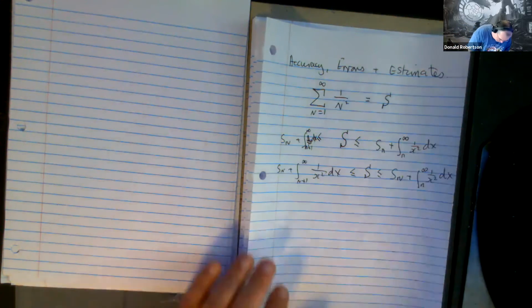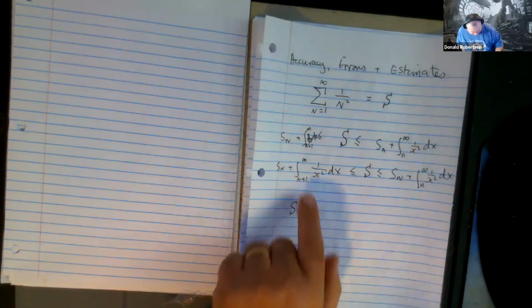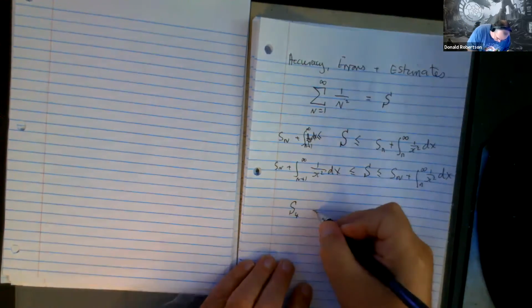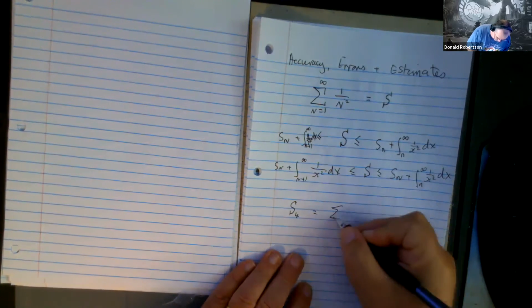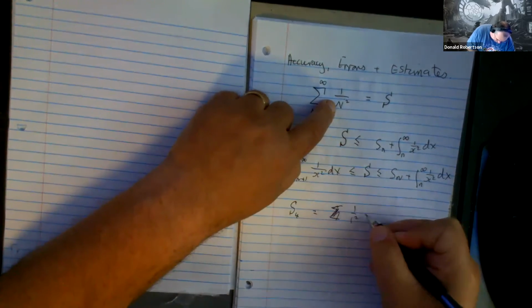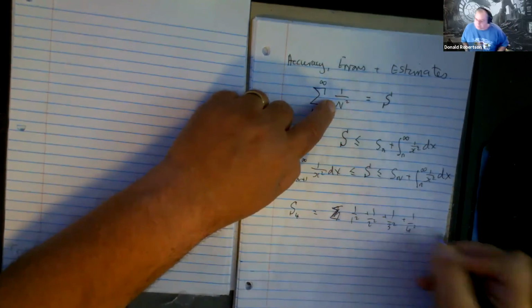So we have to decide which partial sum to use, because n is the partial sum. Would it make sense that if I use the first 10 terms, I'm going to get a more accurate answer than if I use the first 4 terms? Okay. So let's say that this question asks us for the first 4. So the first thing I do is find out what S of 4 is. S of 4 is, I can do it in my head, 1 over 1 squared plus 1 over 2 squared plus 1 over 3 squared plus 1 over 4 squared.